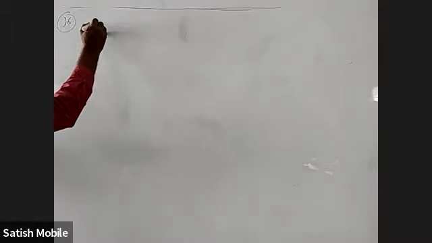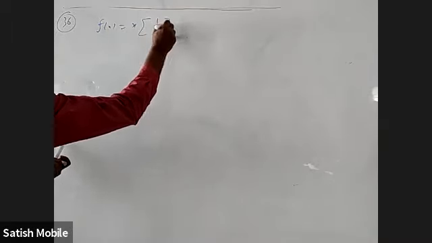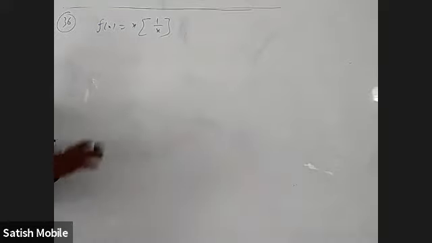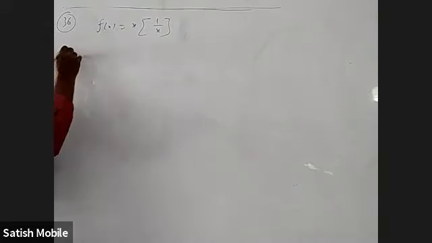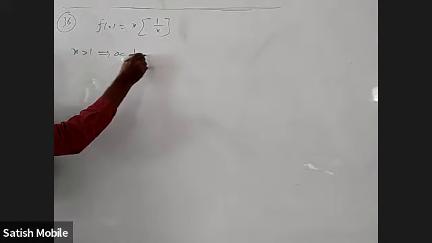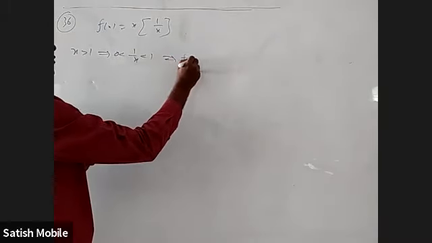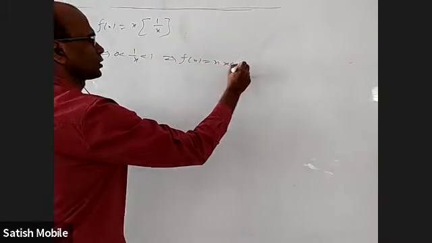Okay, 36. f of x is equal to x into the integer part of 1 by x. Before going further, let us try to understand the function first of all. If I take x greater than 1, 1 by x will be between 0 and 1, and then the integer part will be 0. f of x will be x into 0, which is 0.